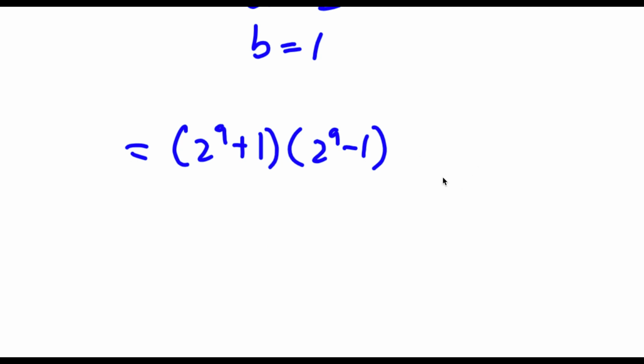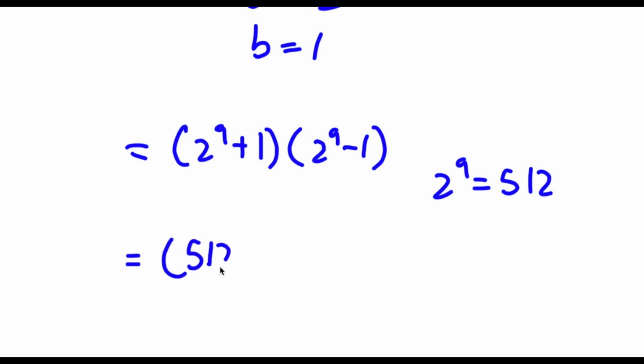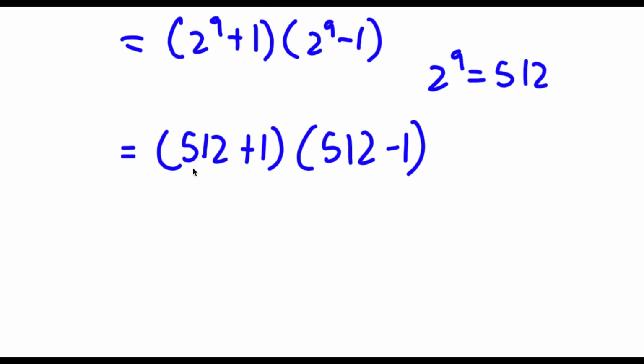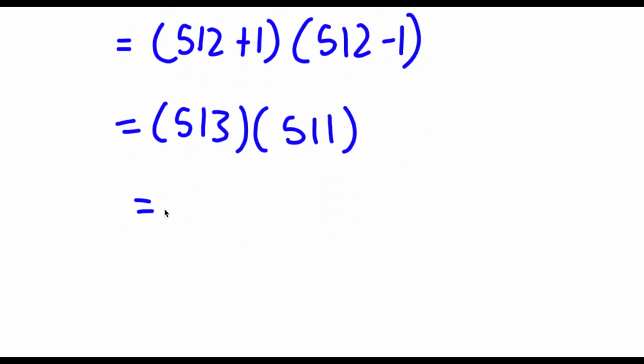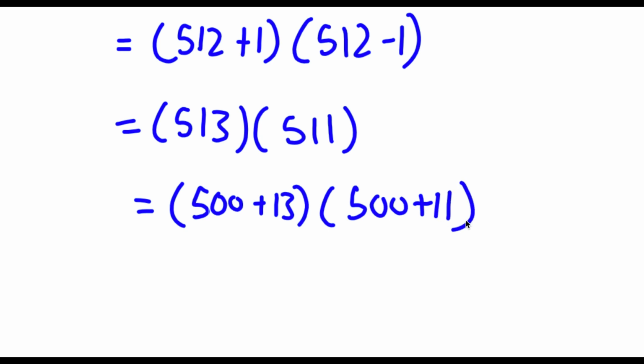So now 2 to the power of 9, this is equal to 512. So now I have 512 plus 1 times 512 minus 1. Now 512 plus 1, this is 513, and 512 minus 1, this is 511. Now I'm going to rewrite this as 500 plus 13 times 500 plus 11. Now to solve this, I'm going to simply distribute the 500 and then distribute the 13.